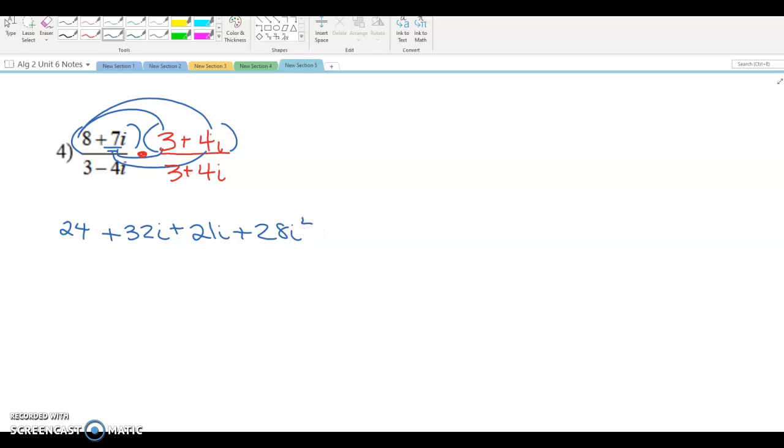What is i squared? -1. So it's going to be -1 times 28. You got it. So I'm just going to erase this symbol here and make that a minus 28. Perfect. All over. And now, we talked about this a little bit on Monday.